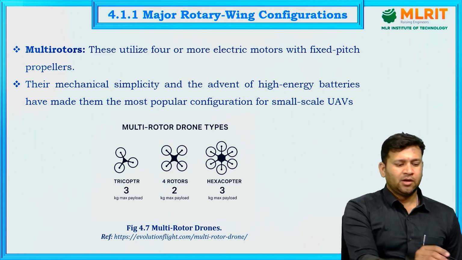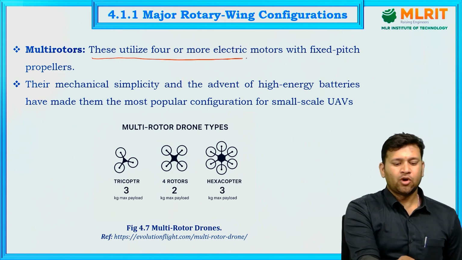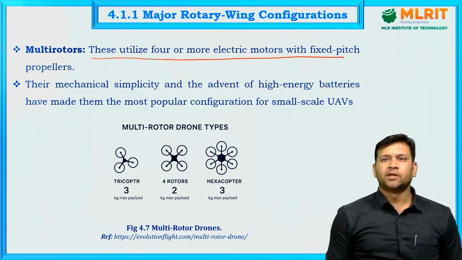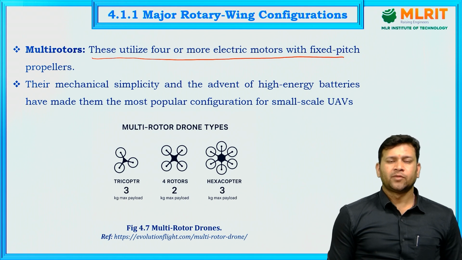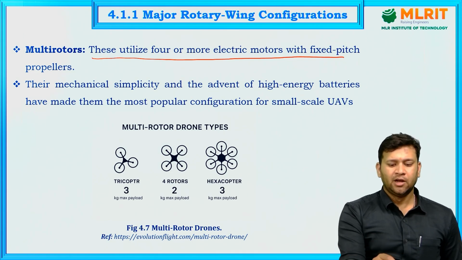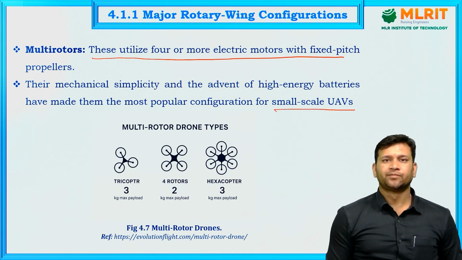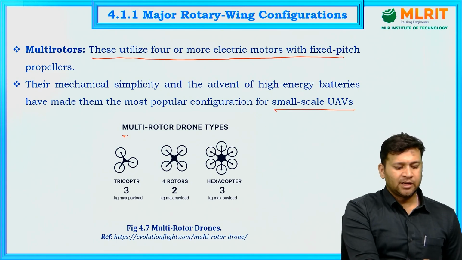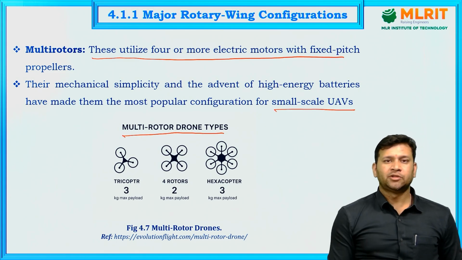Multi-rotors. These utilize four or more electric motors with fixed-pitch propellers. Their mechanical simplicity and the advent of high energy batteries have made them the most popular configuration for small-scale unmanned aerial vehicles. These are examples of multi-rotor drone types.